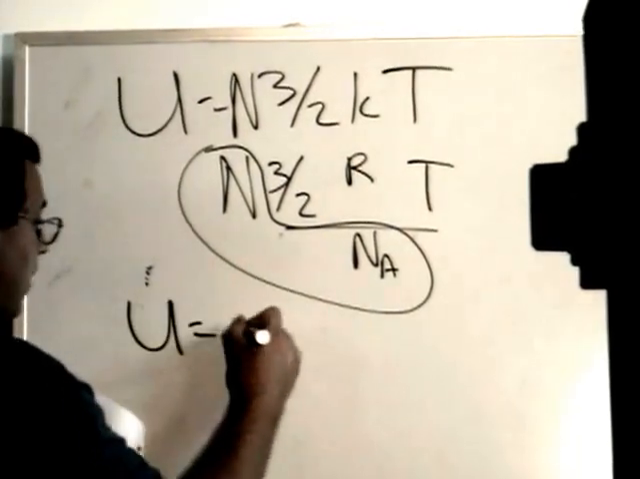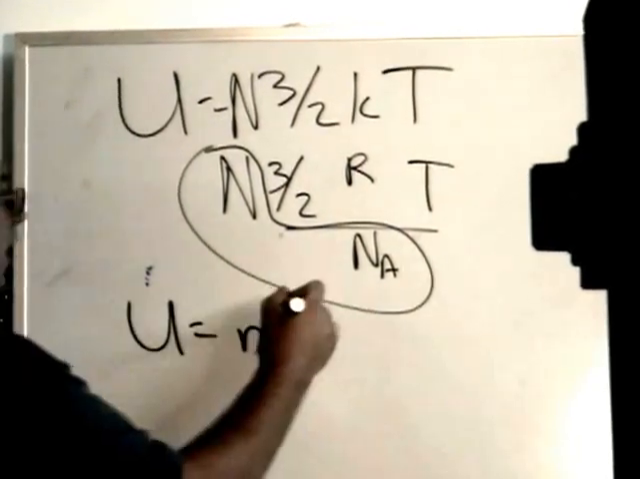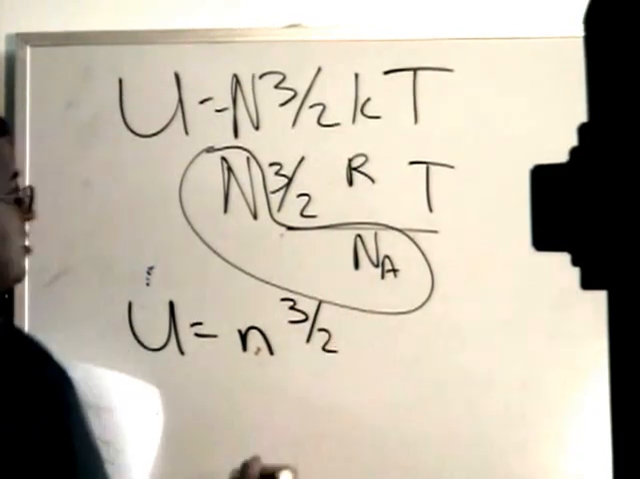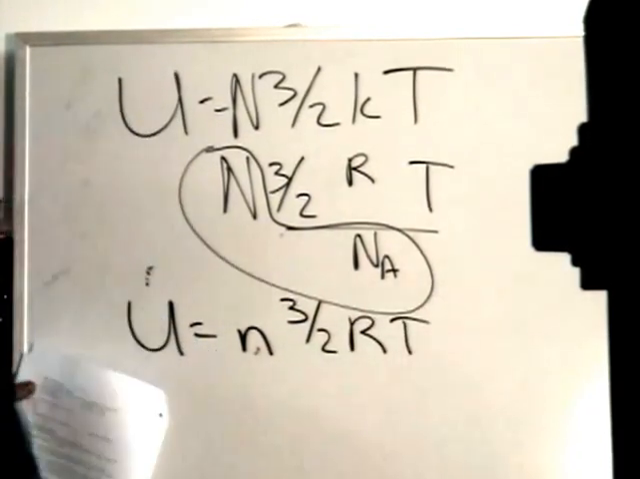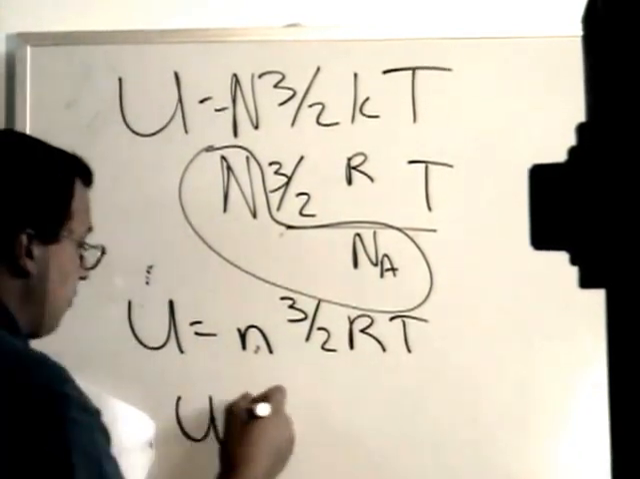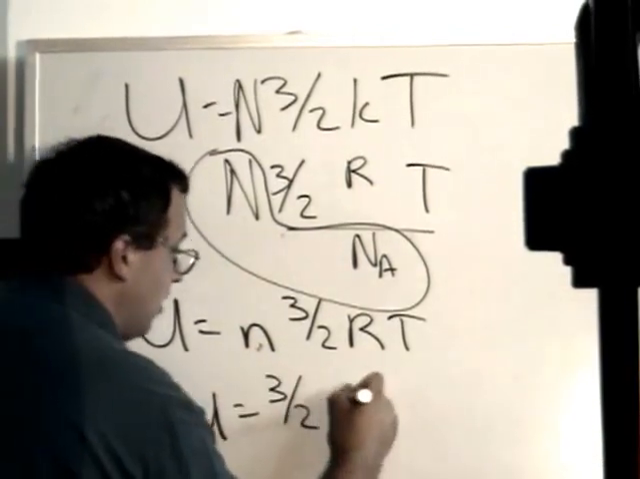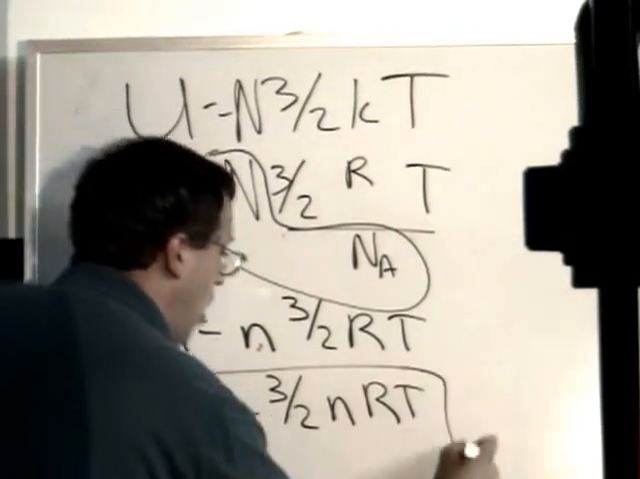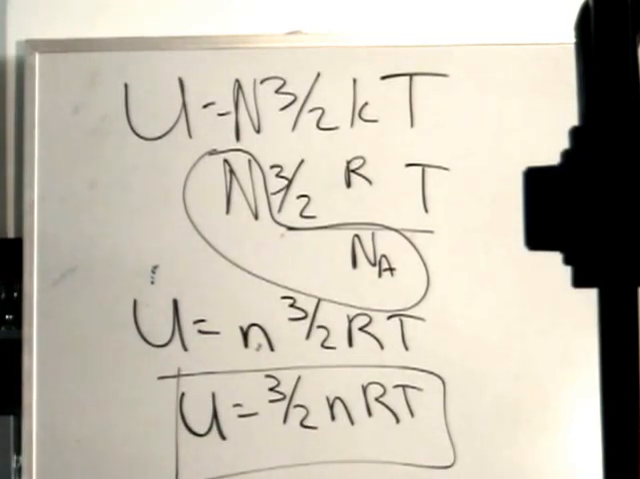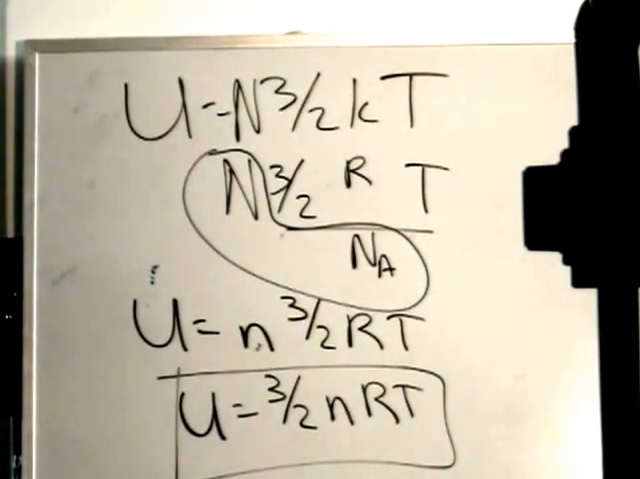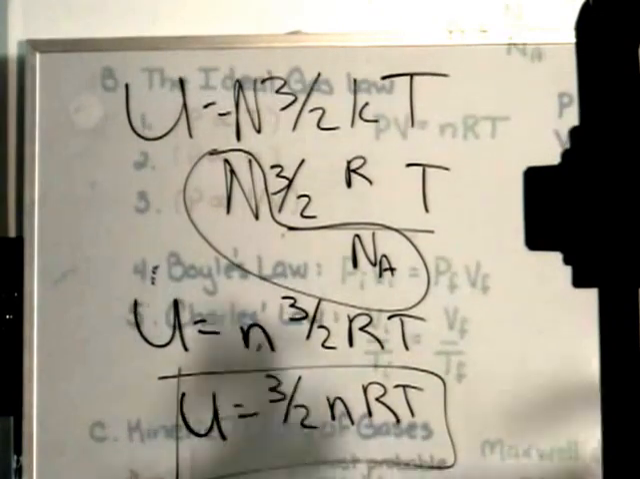So down below it says complete the formula for U below. Well, U equals little n times 3/2 RT. Or you'll probably see it 3/2 nRT more often. That's why I wrote it that way. We okay there?